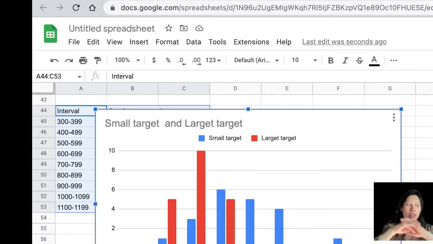In this chart, it's really intuitive. It tells you that for the large target, the most frequent occurrence is at 500 to 599 milliseconds, and for the small target it's quite spread out, but it still looks like a bell curve. So that is quite interesting.